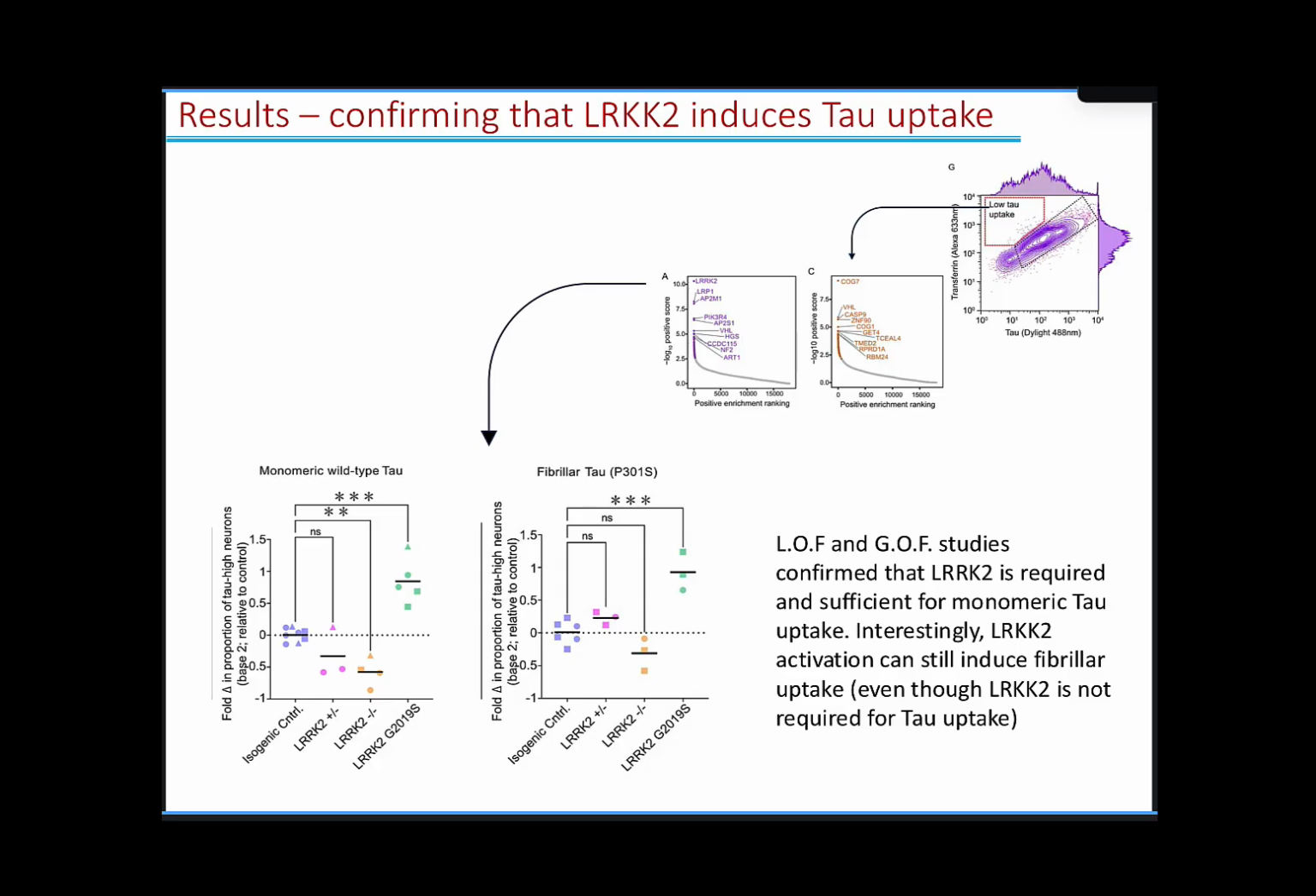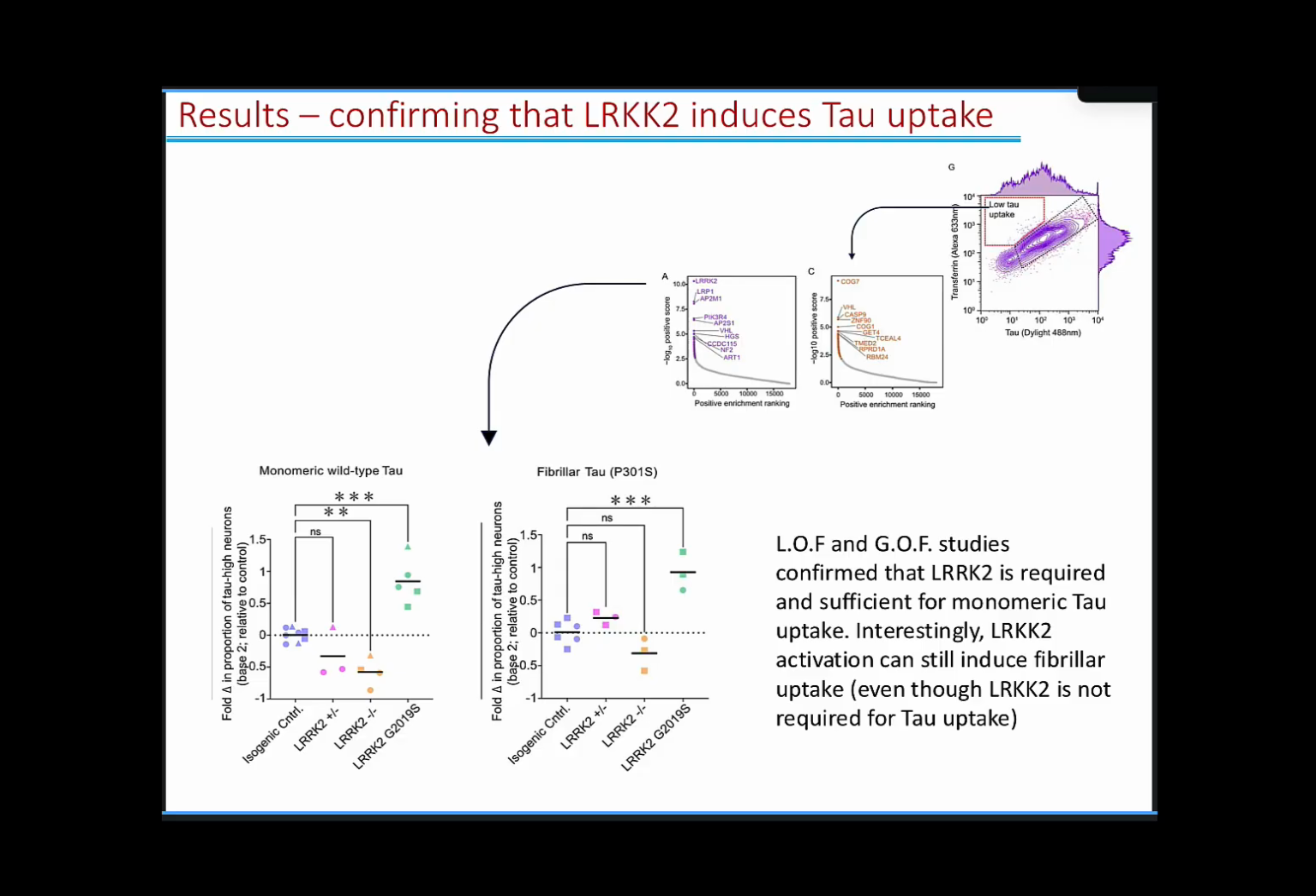And in both cases, I keep mentioning this fold increase. What that refers to is the fluorescence that was present in these cells before and after adding the fluorescent tau to the culture media, right? So in control cells, you see an increase that you set at 0 because that's your baseline. The mutant cells are taking up less tau, and the LRRK2 hyperactive variant is inducing more uptake.